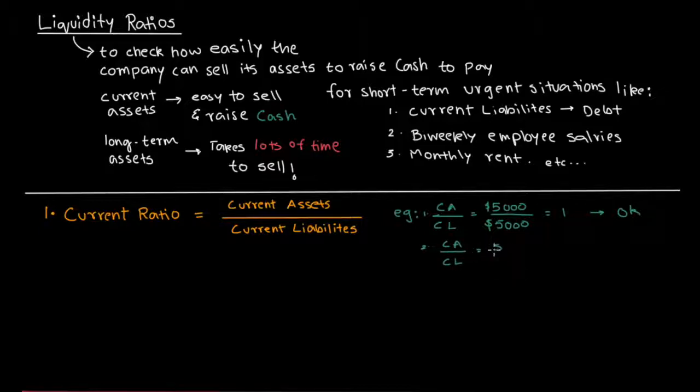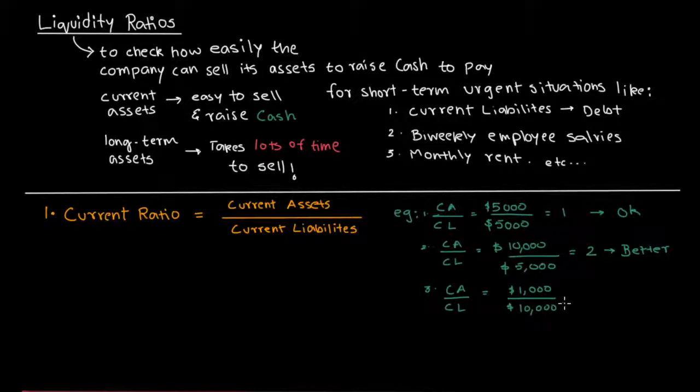Scenario 2, we have $10,000 current assets and only $5,000 worth of liability. So for every $1 of liability, we have $2 of assets. So we can spend that $1 of assets and still be profitable and have that other $1. So that's a better scenario. And finally, we have one of the worst scenarios where for every $1 of liability, we have only 10 cents of assets. Usually if the liability starts to make a problem, the company cannot cover their liabilities and they have to file bankruptcy.